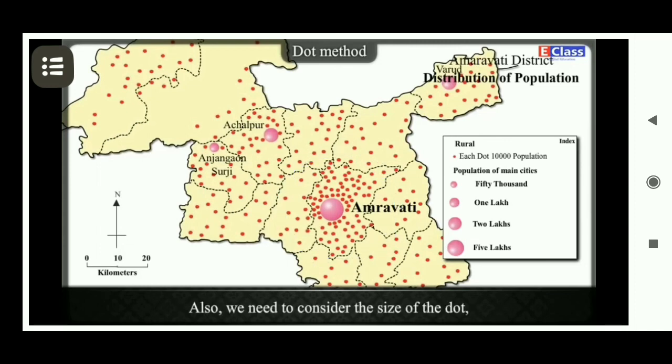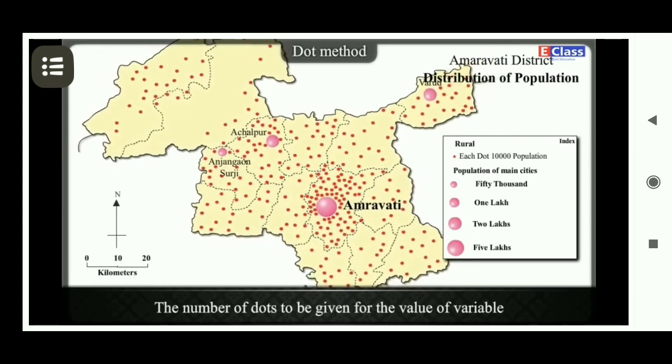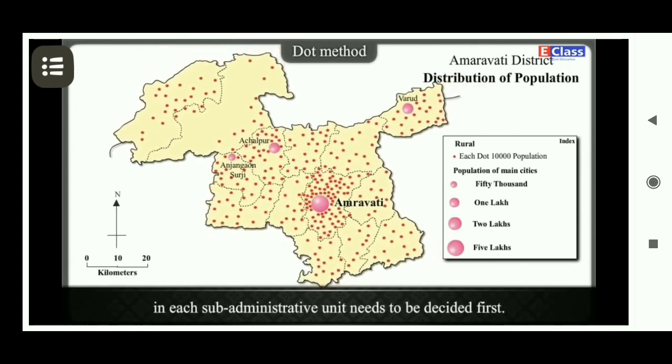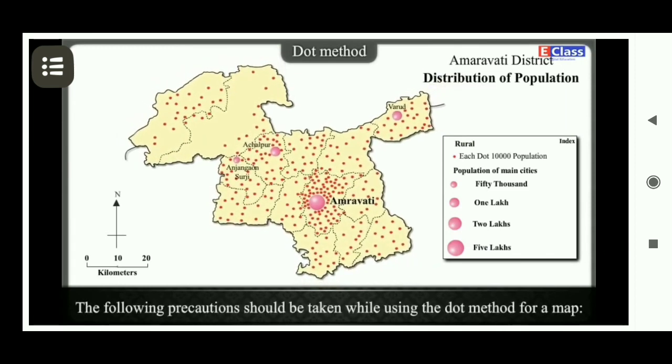Also, we need to consider the size of the dot, the density of the variable, and the scale of the map. The number of dots to be given for the value of the variable in each sub-administrative unit needs to be decided first. The following precautions should be taken while using the dot method for a map.